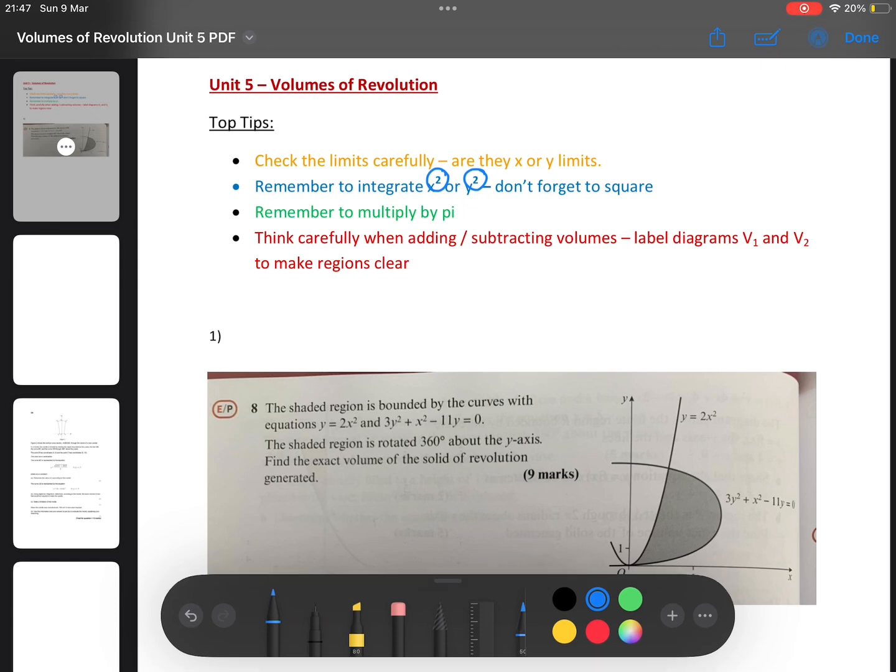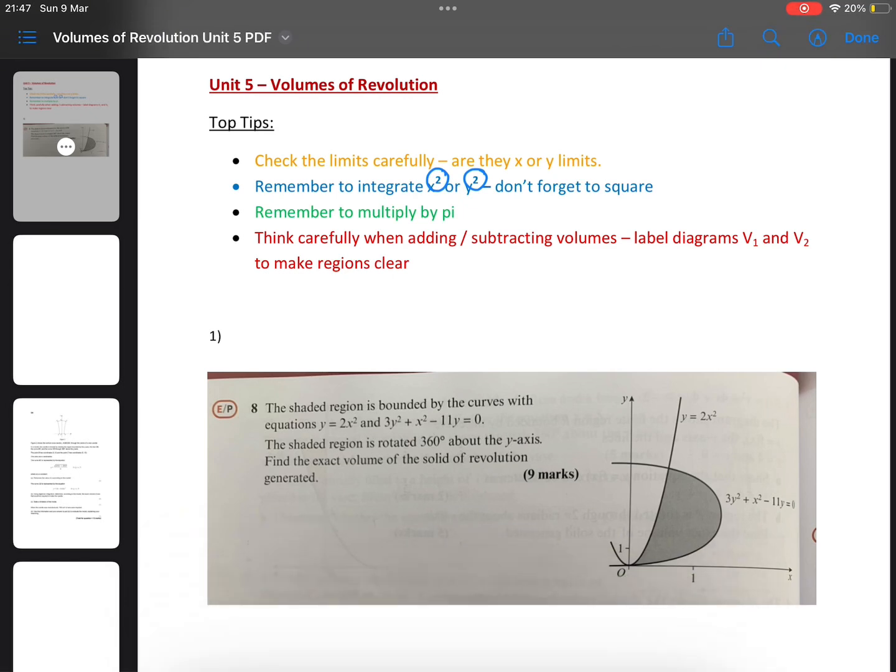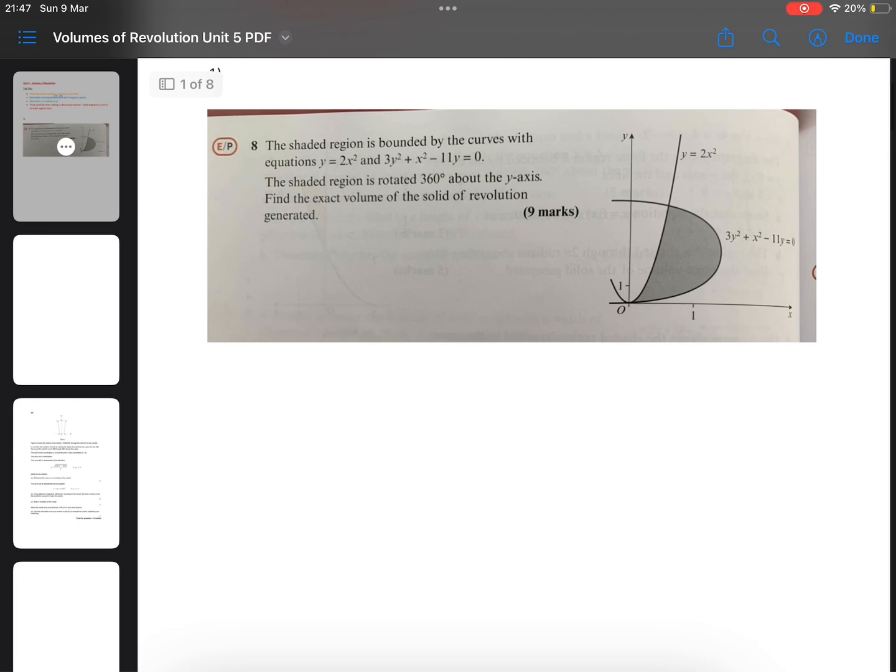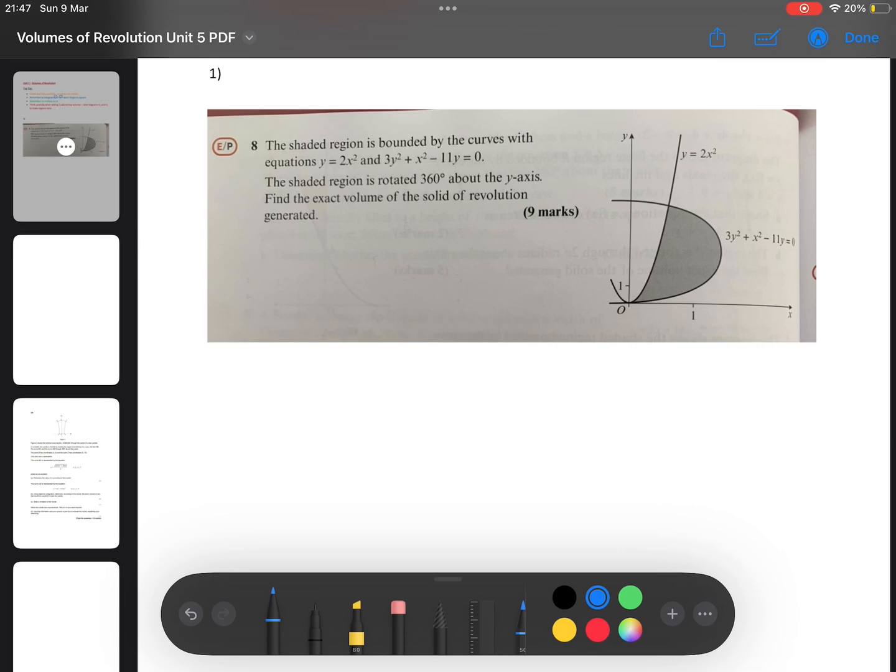Anyway, moving on to the first question. So we've been told the shaded region is bounded by curves with equations y equals 2x squared and 3y squared plus x squared minus 11y equals 0. So going to be some rearranging there. The shaded region is rotated 360 degrees about the y-axis. Find the exact volume of the solid of revolution generated for 9 marks.